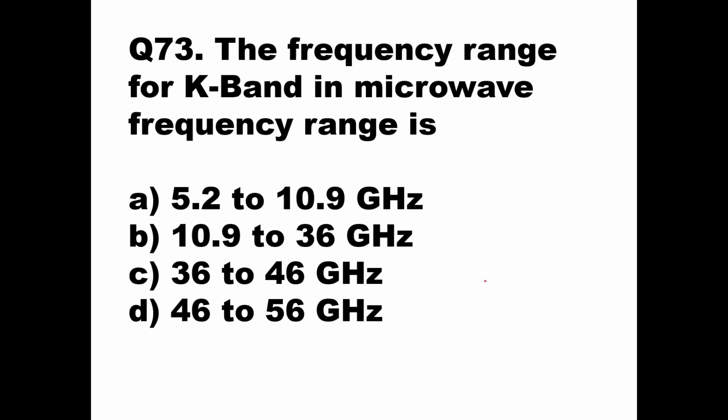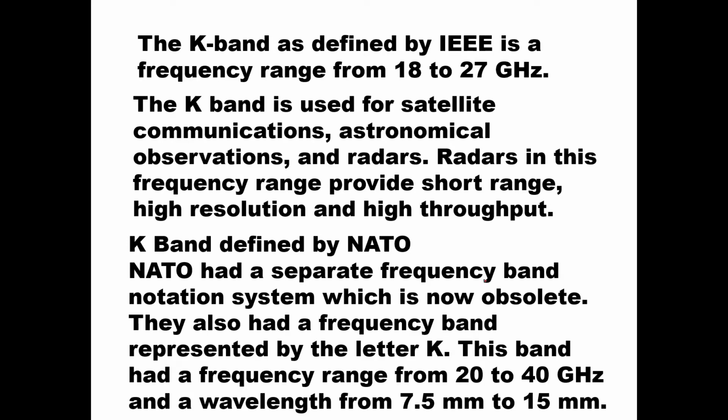For this, we'll see the theory. K band as defined by IEEE is a frequency range from 18 to 27 gigahertz. This is the right frequency range of K band, 18 to 27 gigahertz. K band is used in applications like satellite communication, astronomical observations, radars. NATO has a separate frequency band, and NATO has defined that this band has a frequency range from 20 to 40 gigahertz.